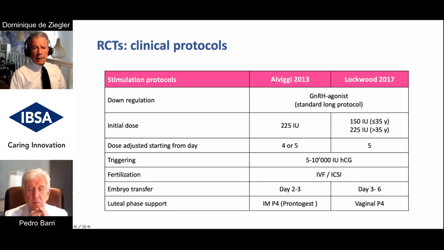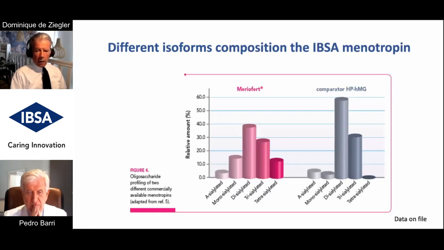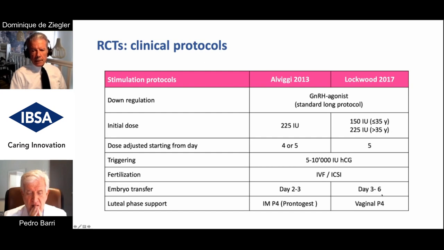This is the Italian study, with 225 units as the initial dose. In the European study of Meriofert published by Lockwood, there was 150 units until the age of 35 and 225 units for women above 35. The doses were adjusted on day 4 or 5. This is an agonist standard long protocol, the ovulation was triggered with hCG, and then IVF was conducted, and embryo transfer took place either on day 2 or 3, or in the European study on day 3 or at blastocyst stage. The luteal phase support was IM progesterone for the Italian study and vaginal progesterone for the European study.